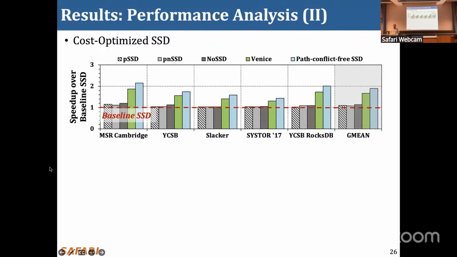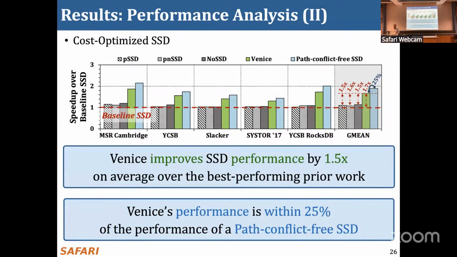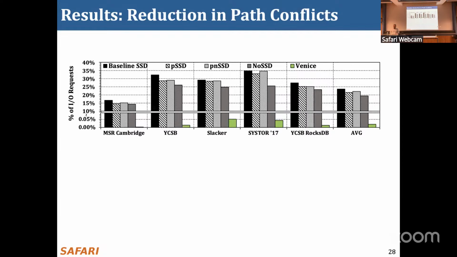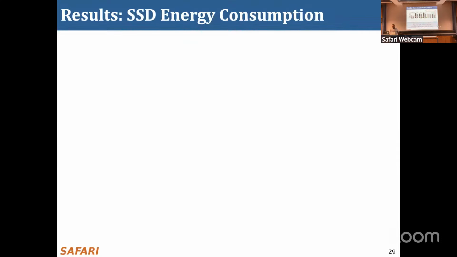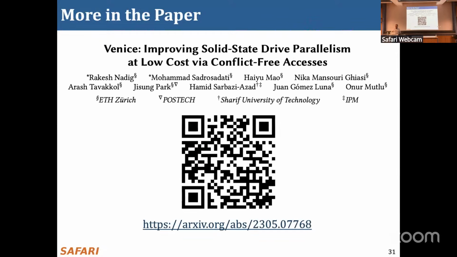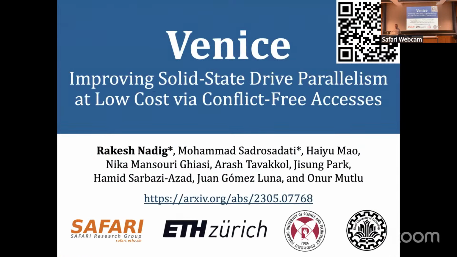We also tested over performance-optimized and cost-optimized SSDs, and we show that Venice is very good. We also show that Venice reduces path conflicts a lot: 99.98% of I/O requests do not experience path conflicts anymore. It also improves energy consumption. If you want to learn more, you can check the paper for more detail. And that's about Venice. Any questions?